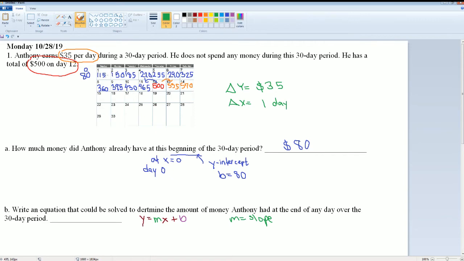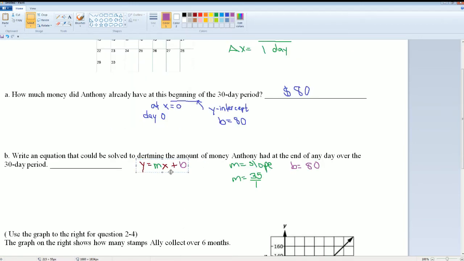Do you see how this is going up by every single 1 day? Every single day, first day, second day, third day, fourth day, the dollar amount increases by 35. So we have the slope here as 35 over 1. So your m is equal to 35 over 1. And we have here our y-intercept. B is equal to 80. So now we can just plug it into the formula.